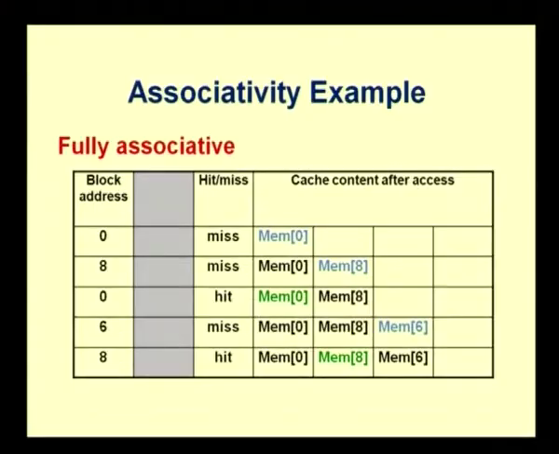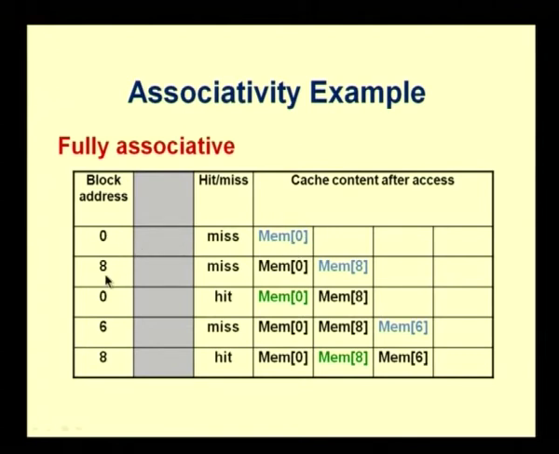So, we were looking at this example of a series of block addresses being accessed. We looked at the direct mapped cache and we looked at the set associative cache. Now, let us look at the fully associative cache. Now we have 4 blocks, right. So, it can go anywhere. So, block number 0 gives a miss, can go anywhere. So, let us say we put it over here.